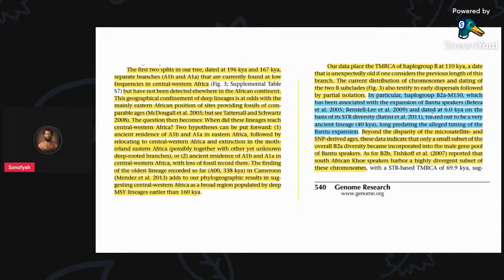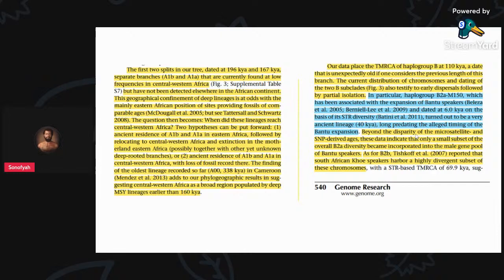But it goes on to say right here, beyond the disparity of the microsatellite and SNP divergent ages, these data indicate that only a small subset of the overall B2A diversity became incorporated into the male gene pool of the Bantu speakers. So during the Bantu migration, these native African populations, such as B2A, were actually incorporated into the population of Bantu speakers. It says, as for B2B, it is reported that South African Khoisan or Khoikhoi speakers harbor a highly divergent subset of these chromosomes. All right. So we're starting to map out what people have these specific chromosomes, and we're going to link them to these ancient West Indies Africans and in turn link them to Sons of Ham.